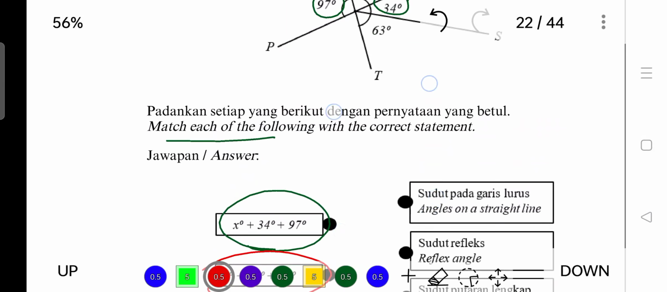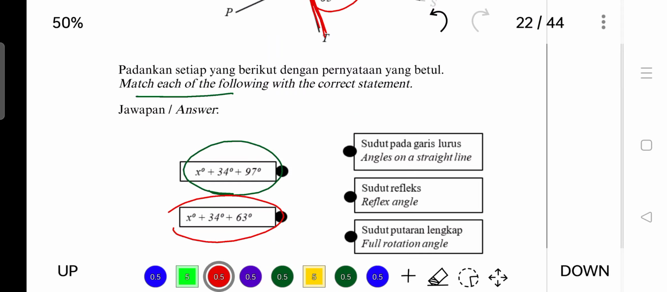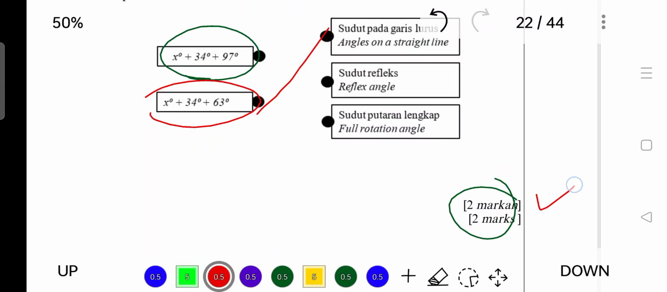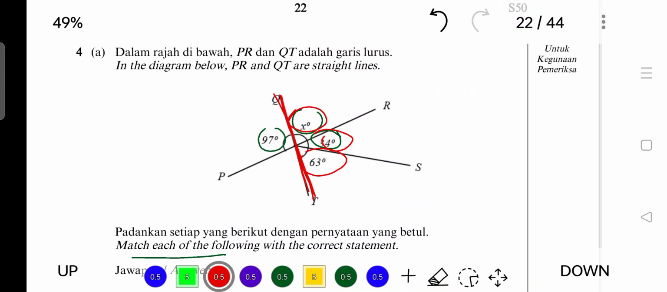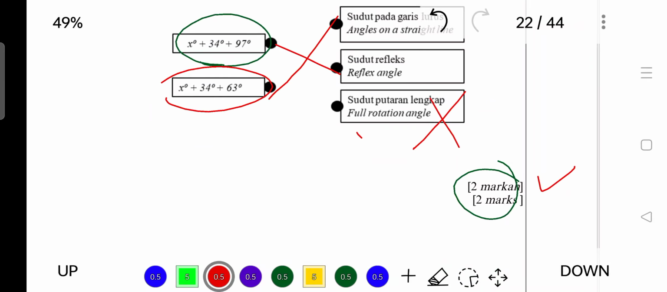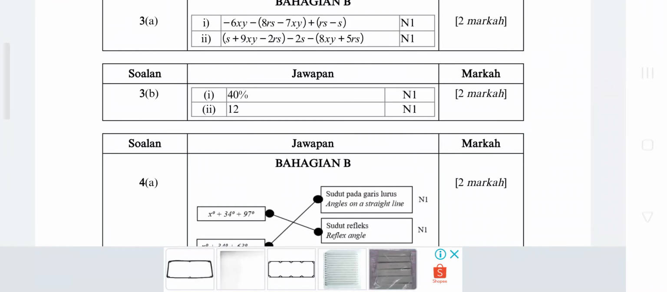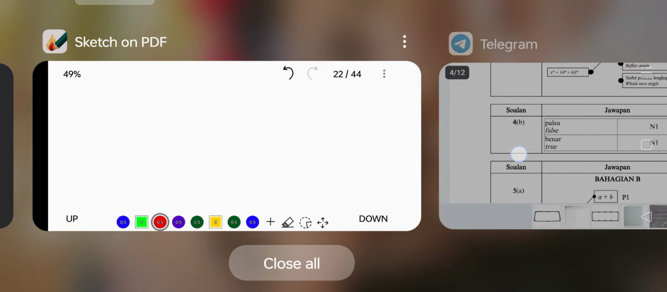Move on to x plus 34 plus 63. What can you say about this straight line? It is angles at a straight line, right? 1 mark, you have got 1 mark here. And another one, x plus 34 plus 97, right here. Is this full rotation? Definitely no. So this will be a reflex angle, right? So that is the correct answer. And 1 and 1. Let's move to 4B.